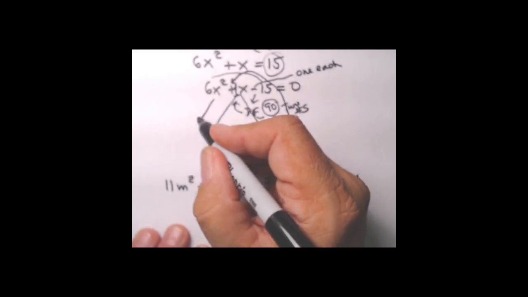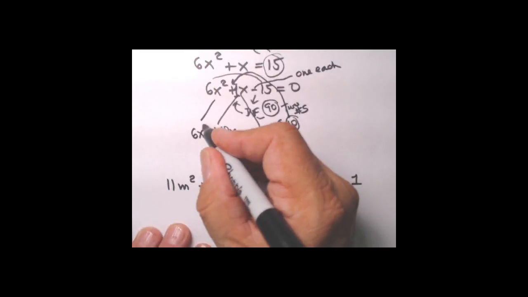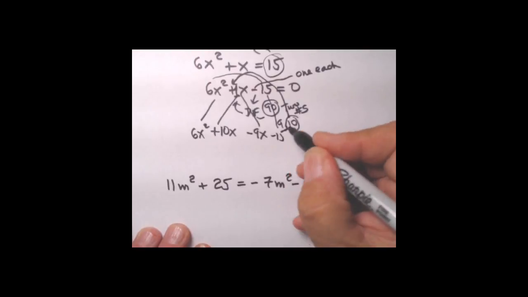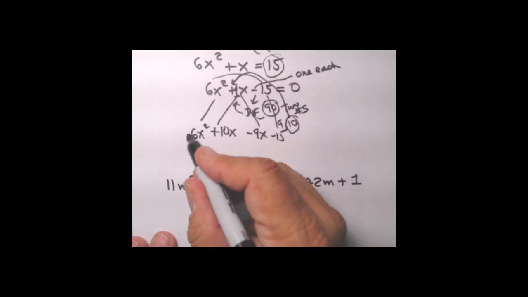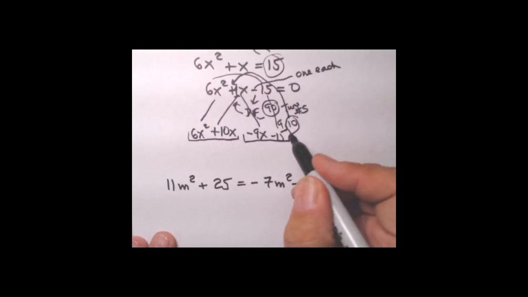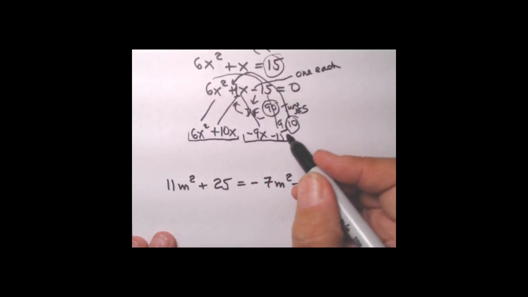But now remember, bring down the first guy exactly like he is. Bring down the last guy exactly like he is. Okay, here we go. 2 and 2. Finish it up, factoring by grouping.